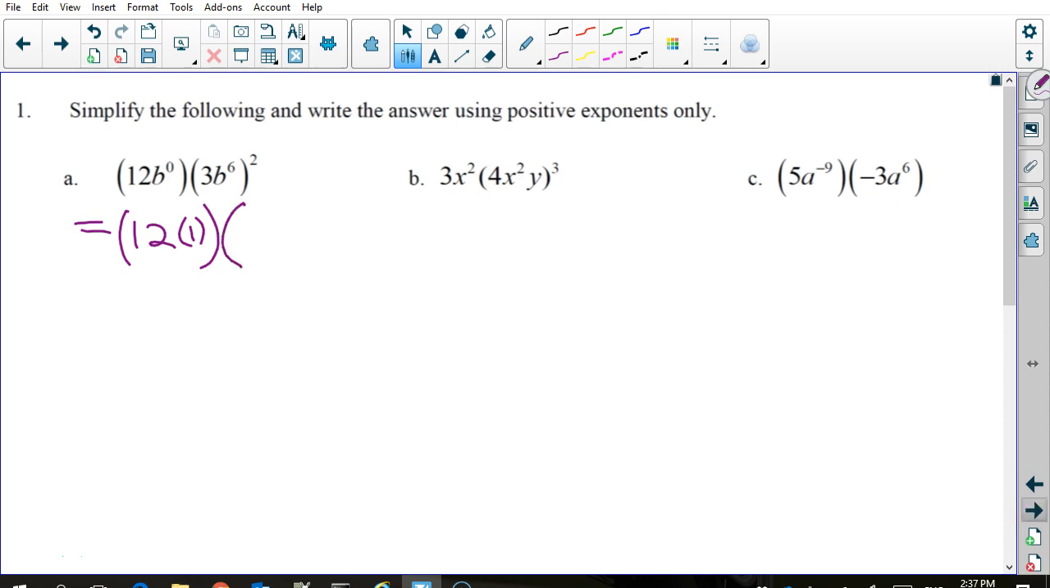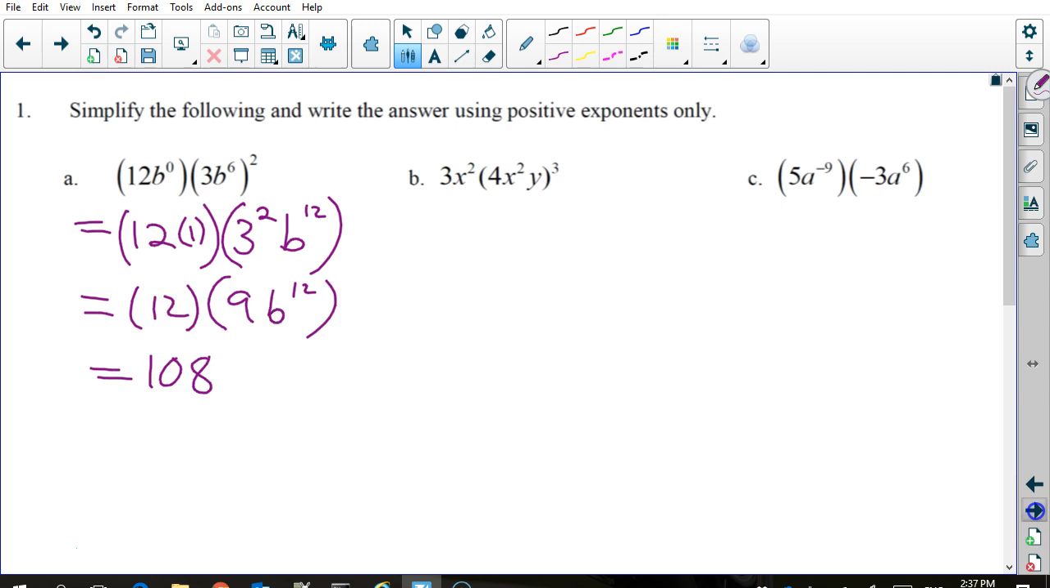And then, what are we going to do here? Put the 2 throughout, right? So it's product to a power. So we go 3 to the 1 to the 2, which is 3 squared, and b to the 6 times 2, which is b to the 12. Okay, then on the next line we can simplify further. So I've got 12, and then here I've got 9b to the 12th, and then multiply and get 108b to the 12th.